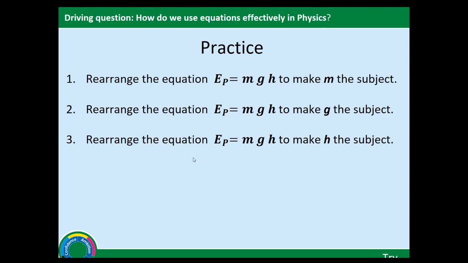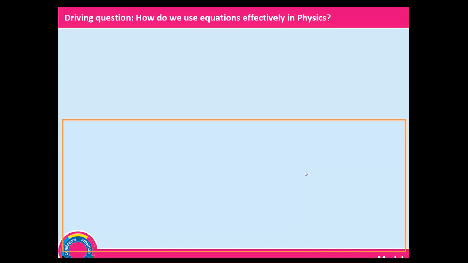Right. I want you to pause the video and practice rearranging this particular equation, EP equals mgh, and make each of the variables the subject of the formula. First make m the subject of the formula, then in the next question, make g the subject of the formula, and the third, make h the subject of the formula. Pause the video and try this out. Right, hope you had a go at this. Now let's see the answers.